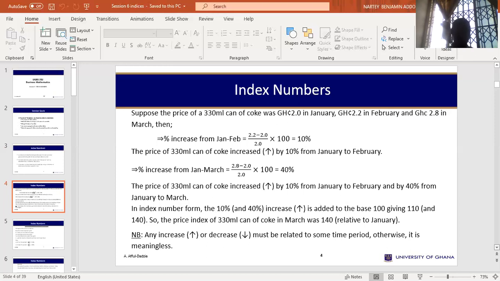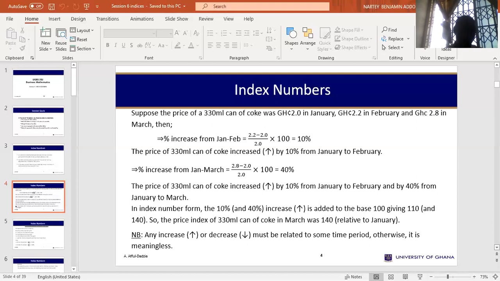We also have what we call the cost of living index. We hear people say that the cost of living is high, and it's low, high, low, and so on. And then the retail price index. These are all examples of price index.